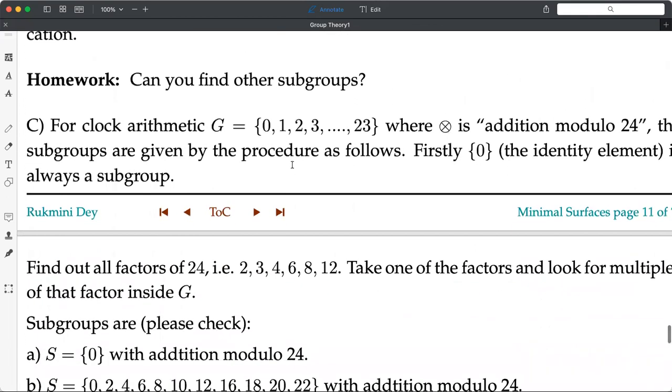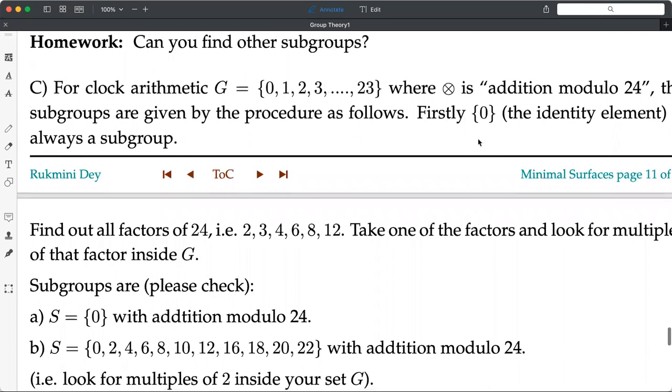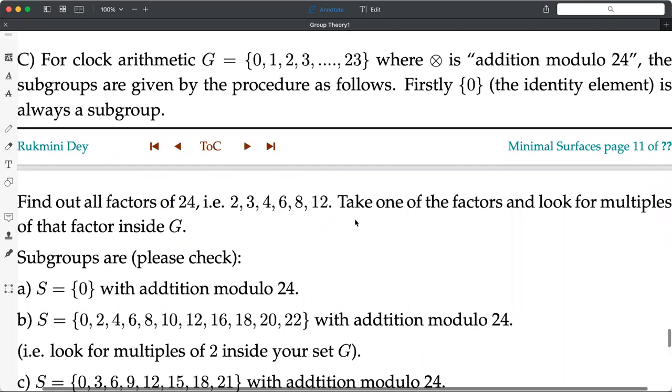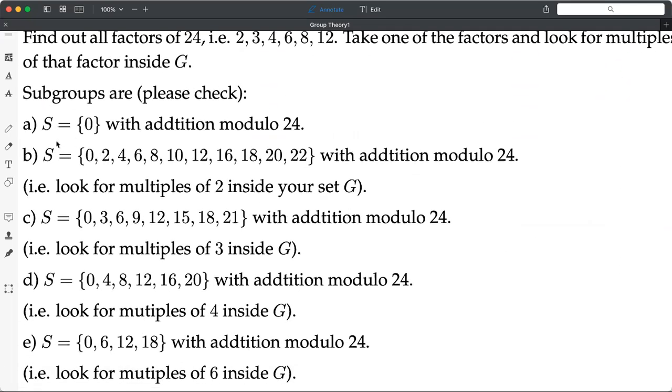For the clock arithmetic, G equals 0, 1, 2, 3 till 23, where circle was addition modulo 24. The subgroups are given by a procedure as follows. Firstly, the identity element is always a subgroup, right? You can check this. So that is one. Then find out all factors of 24, that is 2, 3, 4, 6, 8 and 12. Take one of the factors, look for multiples of that factor inside G. So the first subgroup is 0 with addition modulo 24. All the operations here are addition modulo 24.